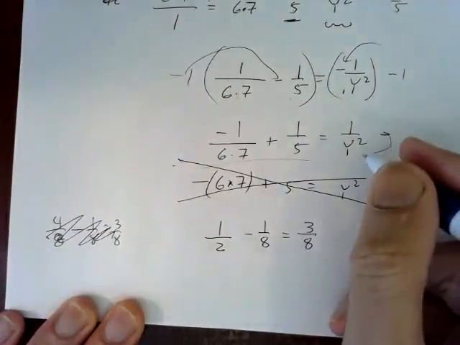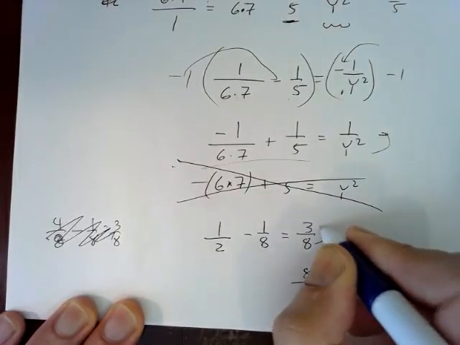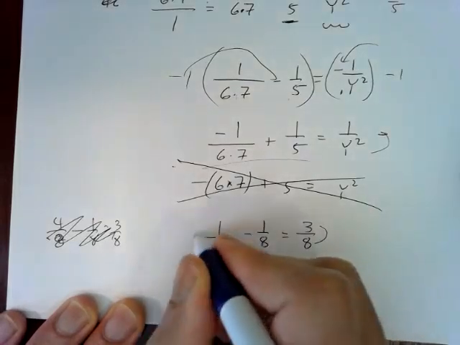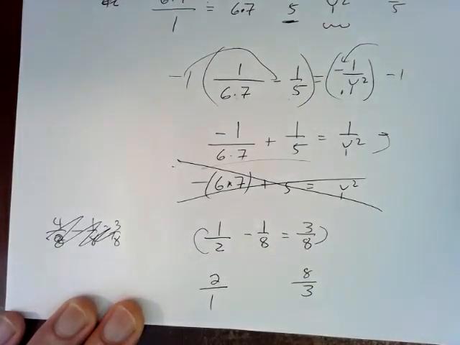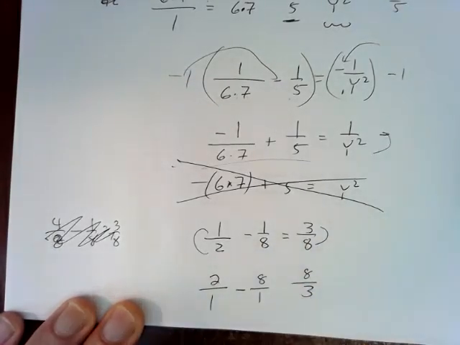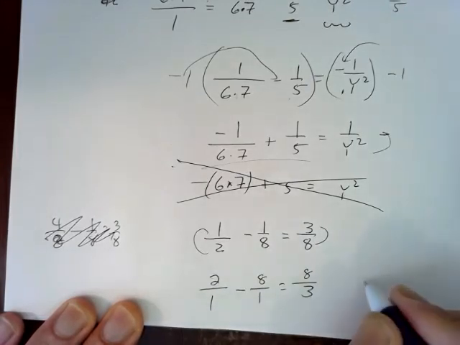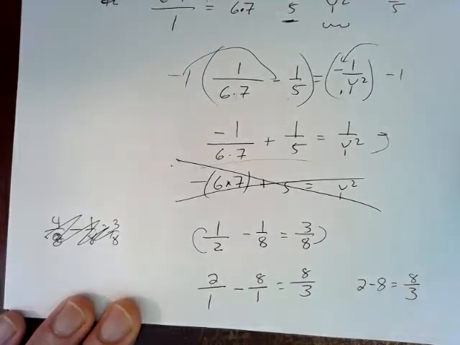So now if we go back to what I just tried to do that I said is incorrect, I'm going to take the reciprocal of this side. That means I'm going to take the reciprocal of 1 over 2, which would be 2 over 1, minus the reciprocal of this, which would be 8 over 1. And now we get the statement 2 minus 8 is equal to 8/3. And we have to ask ourselves, is that correct? Well, clearly not. 2 minus 8 is -6. -6 is not 8 over 3.